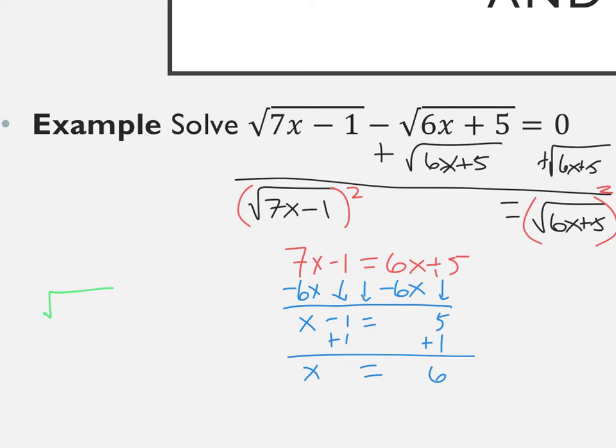We know 7 times 6 is 42. So we have the square root of 42 minus 1 minus the square root of 6 times 6, which is 36, plus 5. Does that give me 0? So we have the square root of 41 minus the square root of 41. Does that equal 0? Yes, it does.